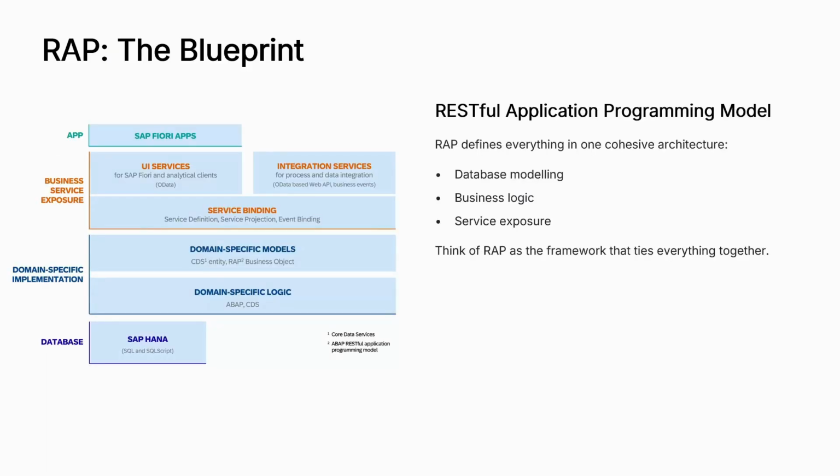So here's a blueprint of RAP. RAP brings everything together into a single architecture. From database design to business logic and service exposure, RAP ensures best practices are followed by default. That's why RAP is considered as the architectural backbone of ABAP Cloud.